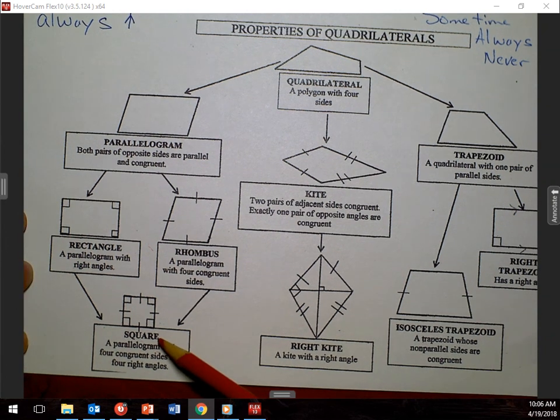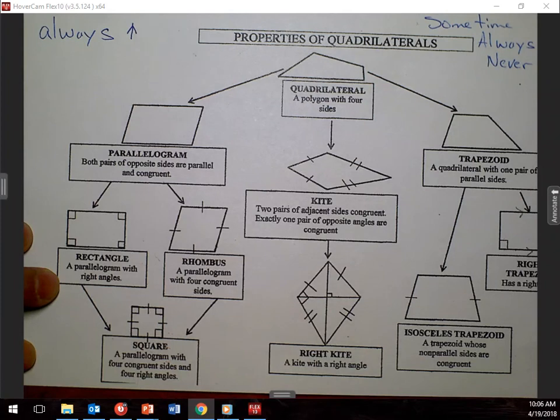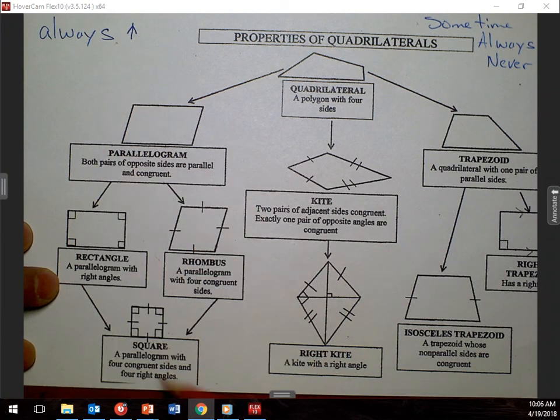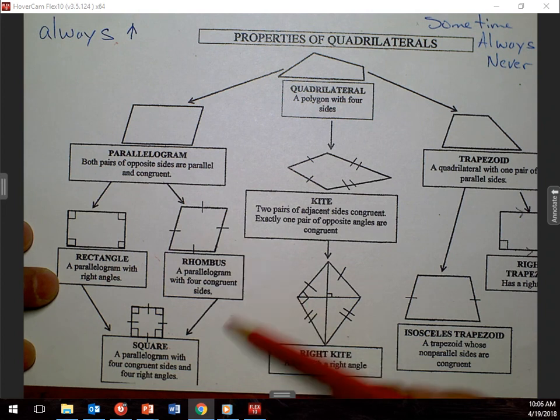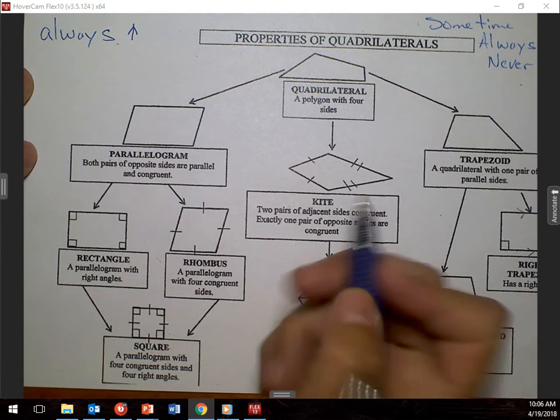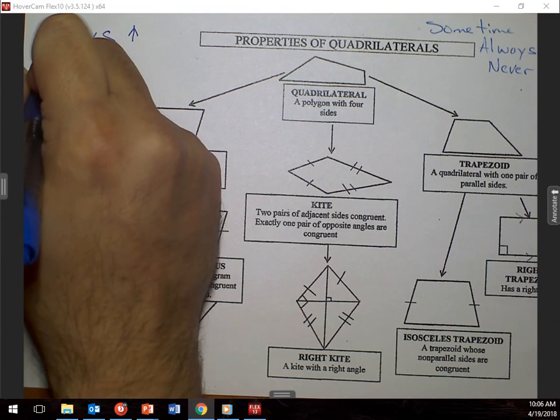So is a square a rectangle? Yes, and you would say when? Always. Is a square a rhombus? Yes. Look, it's going down to it, right? So if it's going up this way, if there is a flow to it, if it's going up, it is always. Now, the next thing I'm going to talk about is never.